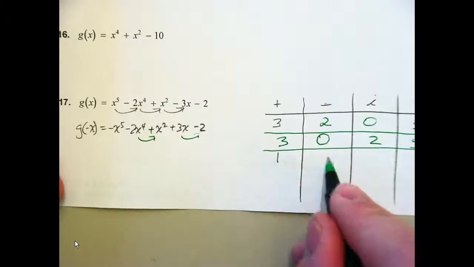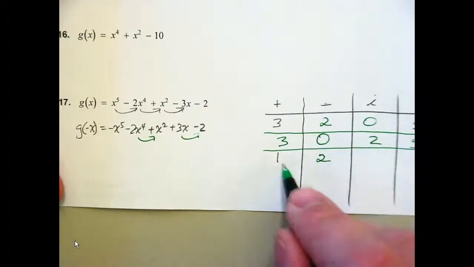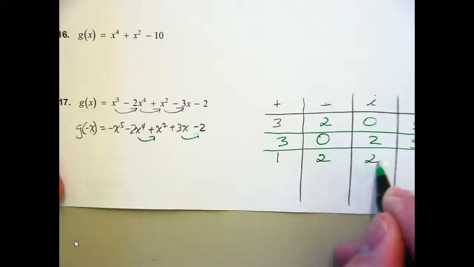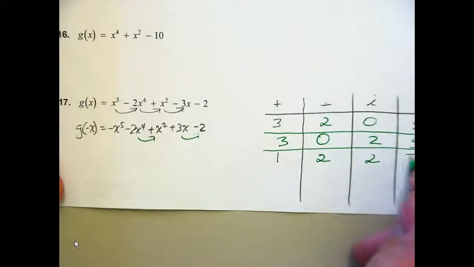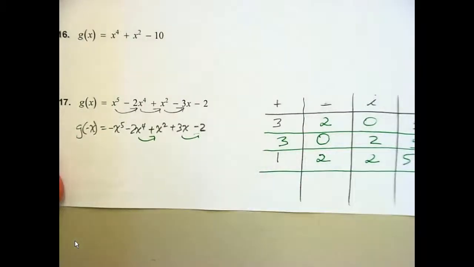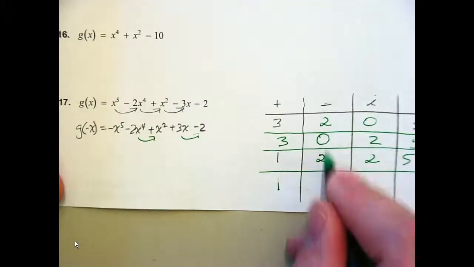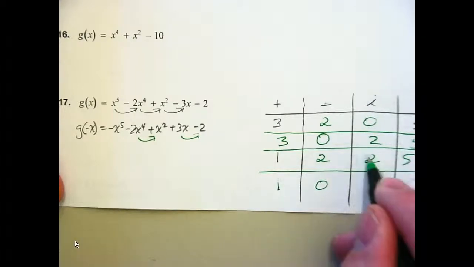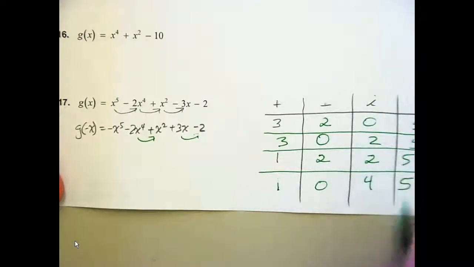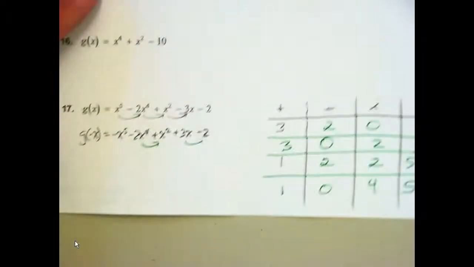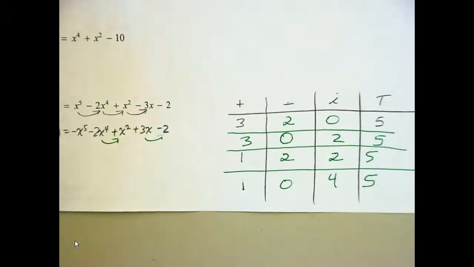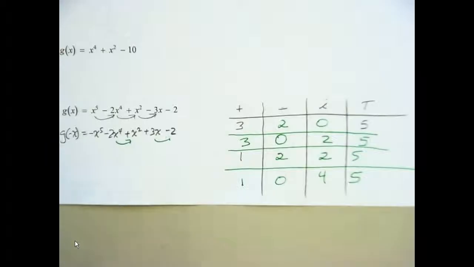Then I could have 1, 2, and 2. What's my other option? 1, 0, and 4. Any other options there? Oops, didn't realize that wasn't on there. We have our total of 5. It's kind of our set there.